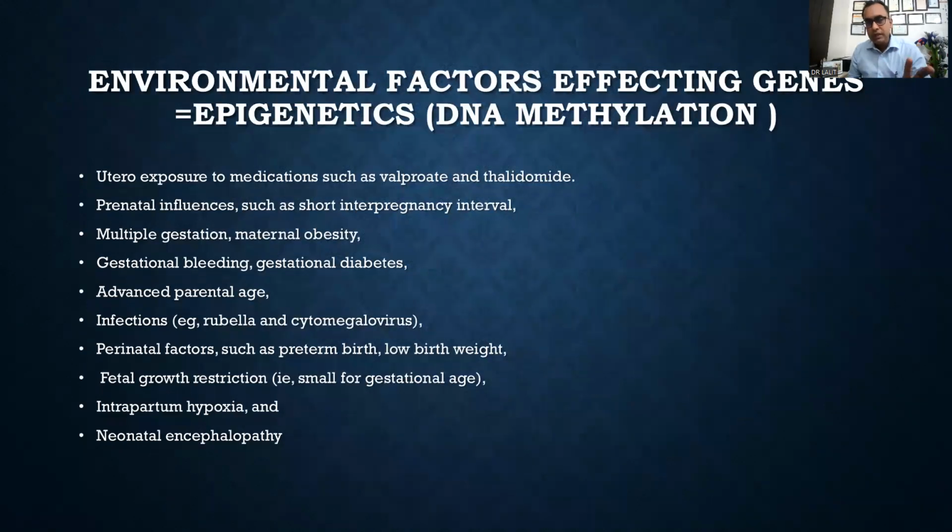So if I summarize a little, the environmental factors which can affect gene expression, that means epigenetics, or the DNA methylation, can be in utero exposure to medications, drugs, prenatal influences, multiple gestations, bad obstetric history, infections, perinatal factors, fetal growth retardation, and intrapartum hypoxia. All these factors can affect the expression of our genotype. Epigenetic expressions can be affected, and in a way DNA methylation can be affected.